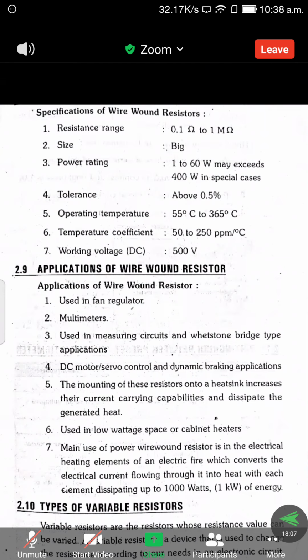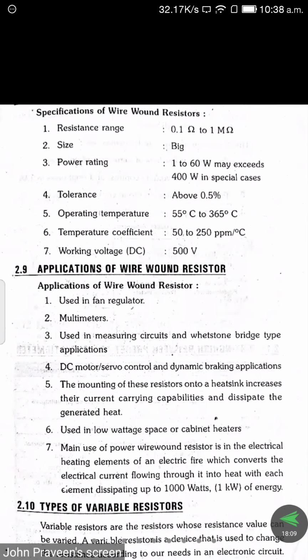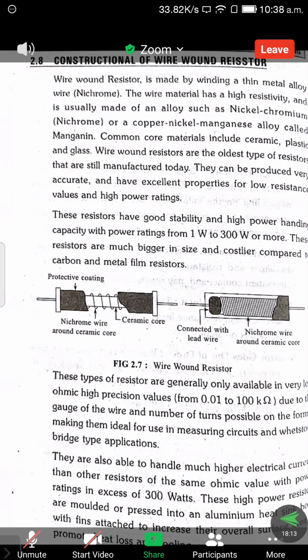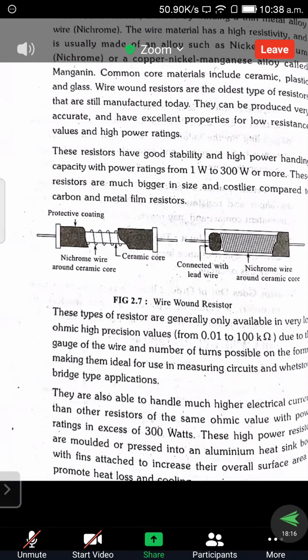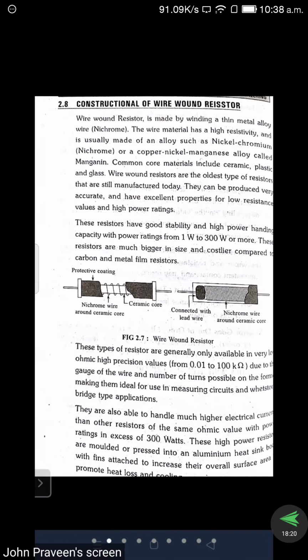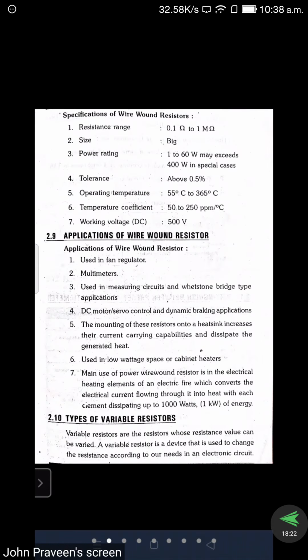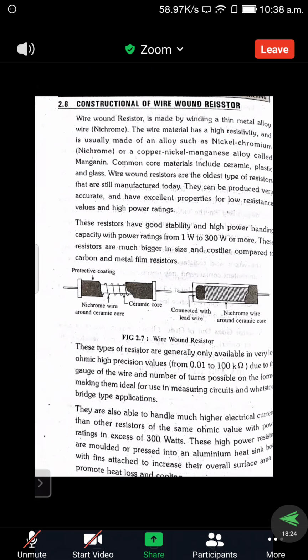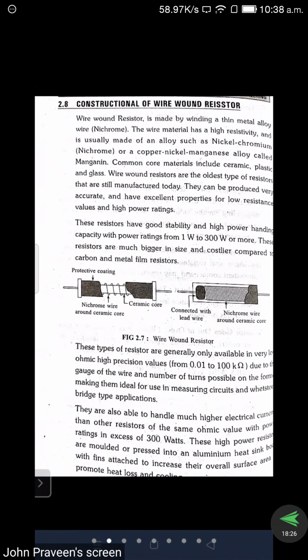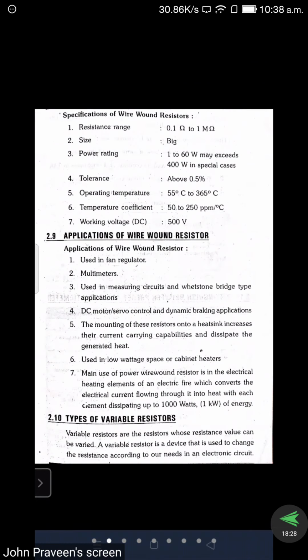Okay. Next, multimeters. Multimeters we already saw in the last application. The word itself says the meter can be used for multiple purposes, to measure resistance value, current value, or voltage value. While we are measuring these values, a higher resistance is essential to protect the circuit. In that case, wire wound type resistors are also used.